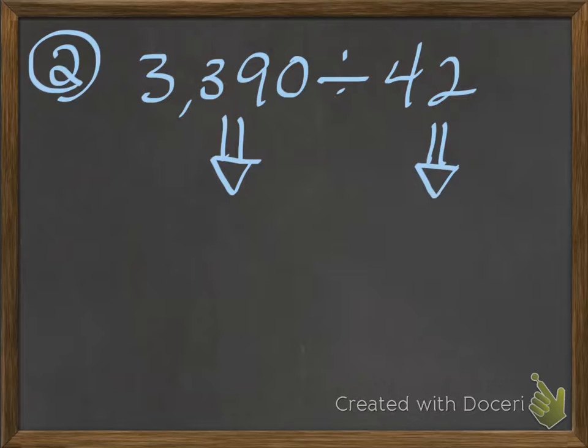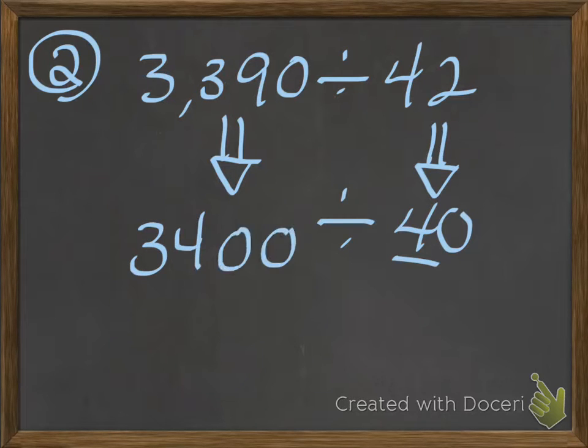3,390 divided by 42. So I'm going to change that 42 first. I'm going to change it to 40. And then, let's see, I've got 4 there, so I'm thinking multiples of 4. And I see I've got 3,390. That's kind of close to 3,400. Because I was looking right here, 33 is awfully close.